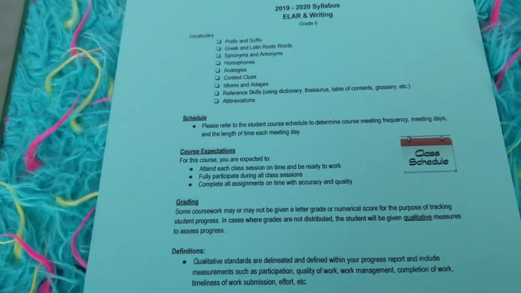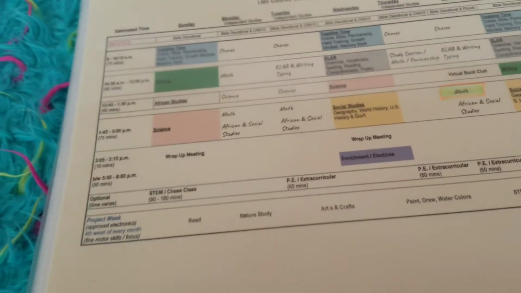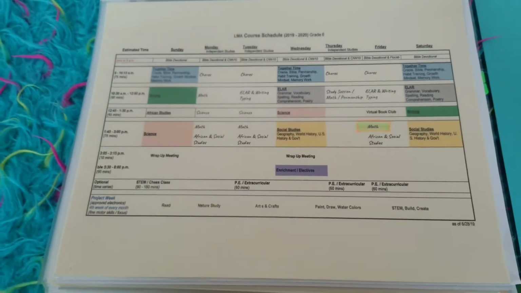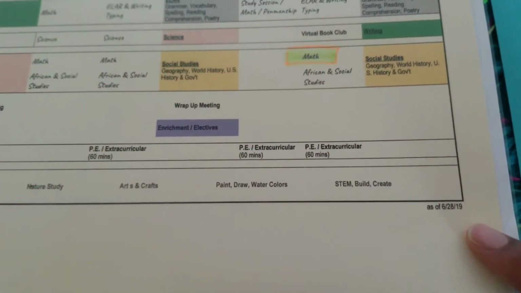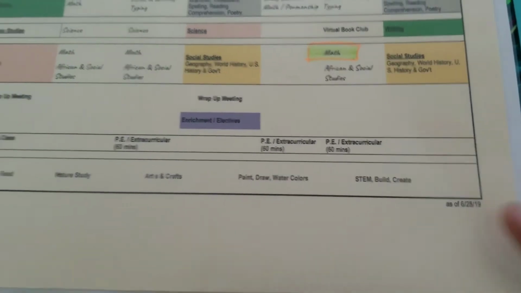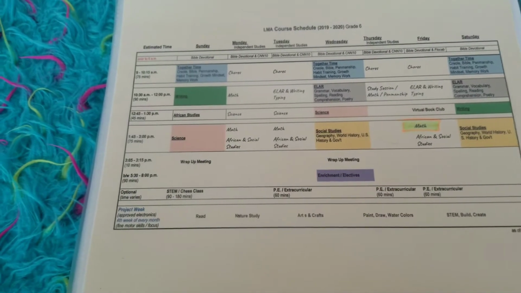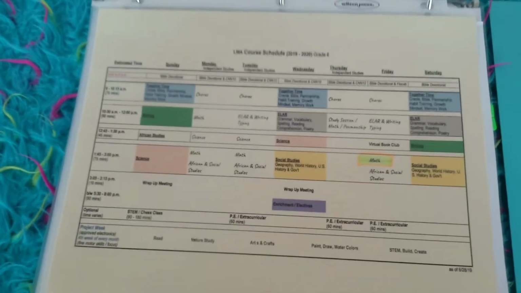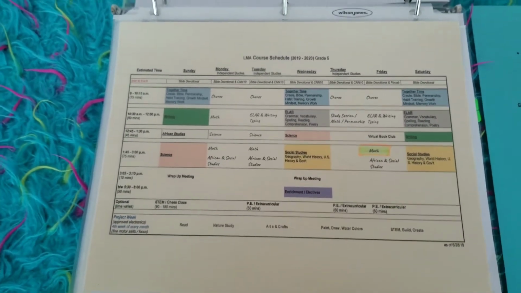I ask him to refer to his schedule, and let me show you that now. This is the schedule that we will have for the 2020-2019 school year, and again, you see the date. This is the date that we last updated it. And this can change if the block schedule is not working, if life happens and this is not working well for us, then we will change it. And I will do another video on our schedule, but I just wanted to show it to you.